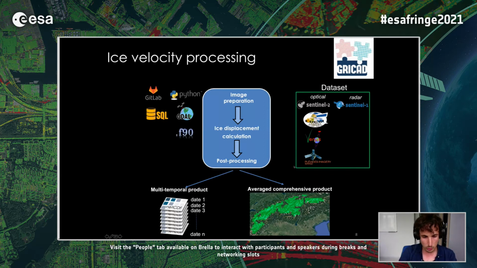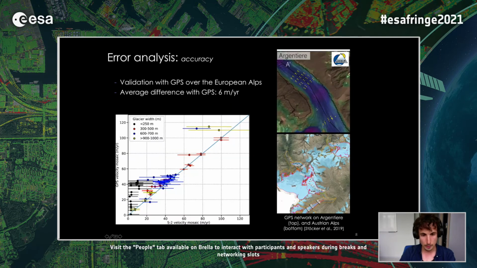So when this is done, we have a multi-temporal product, and we do a pixel by pixel weighted average, which gives us a comprehensive ice velocity mosaic. We run the correlation at a sampling resolution of 50 meters. And so we combine all radar and optical data over the years 2017, 2018 for this study.